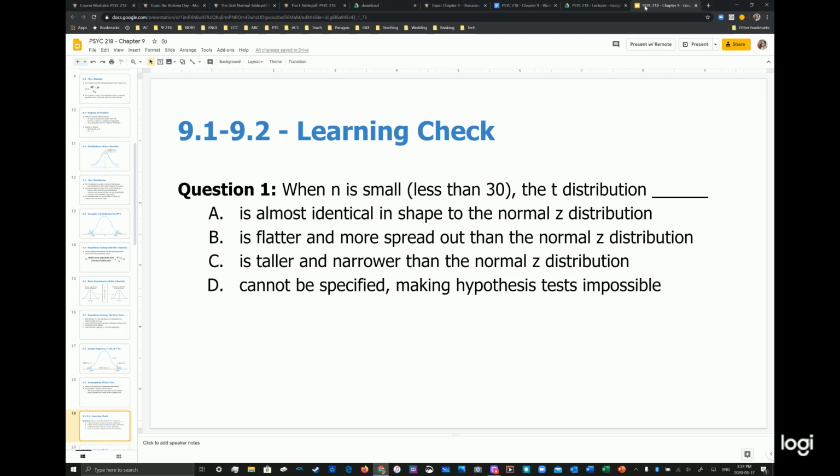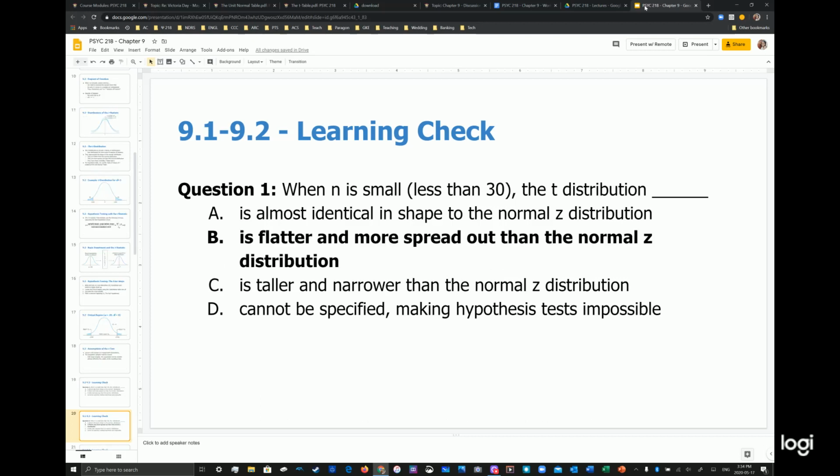Take a moment and think about what the sample size influences in terms of degrees of freedom and standard error, and think about how that would change the shape of the t-distribution. So if you said flatter and more spread out than the normal Z distribution, where the degrees of freedom for that one would be considered infinite, then you're right.